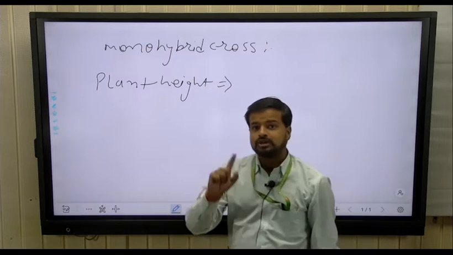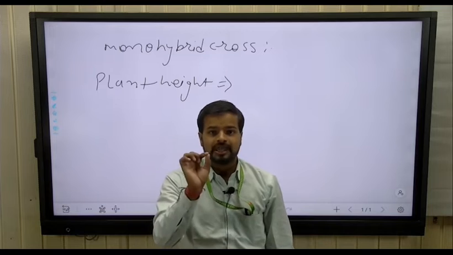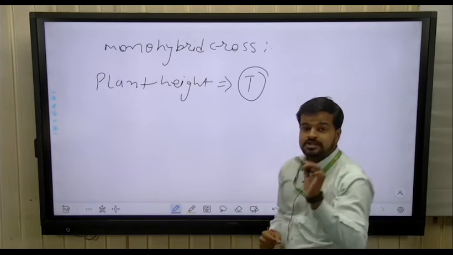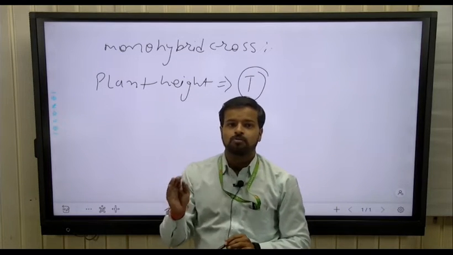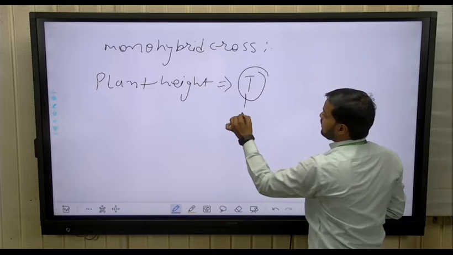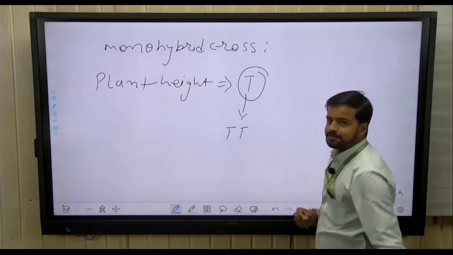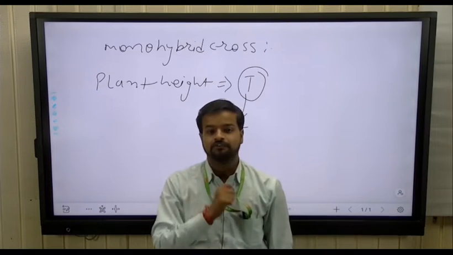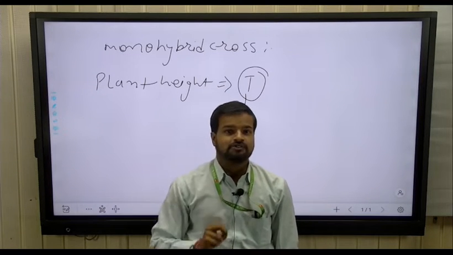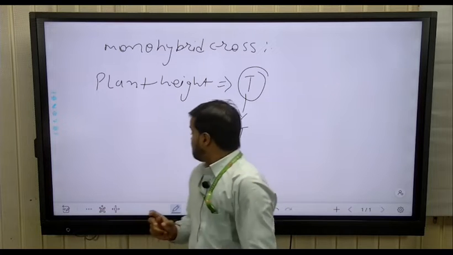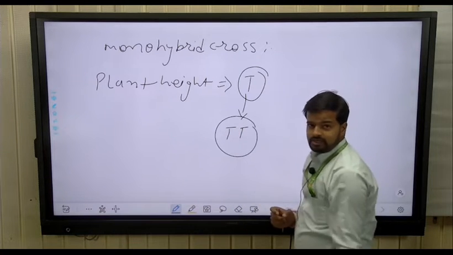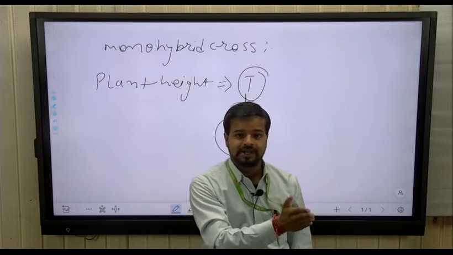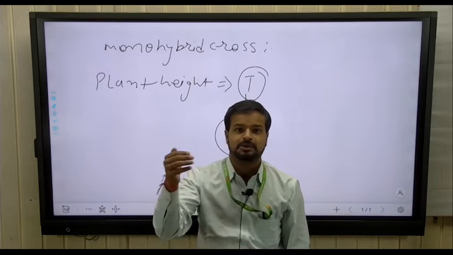This character is regulated by a gene that is known as what? Capital T gene. Students, as we know, genes are present in the form of a pair. That means the plant height gene is found in capital T form, but there are two different forms, their dominant and recessive characteristics respectively.